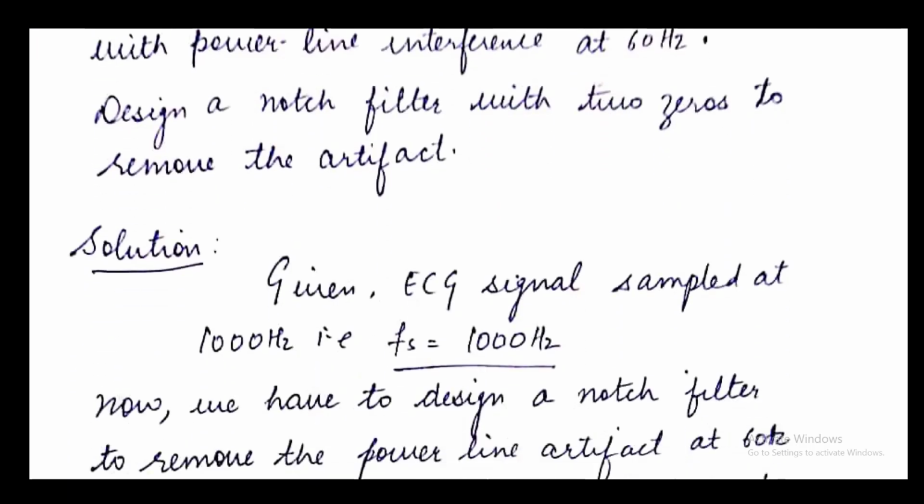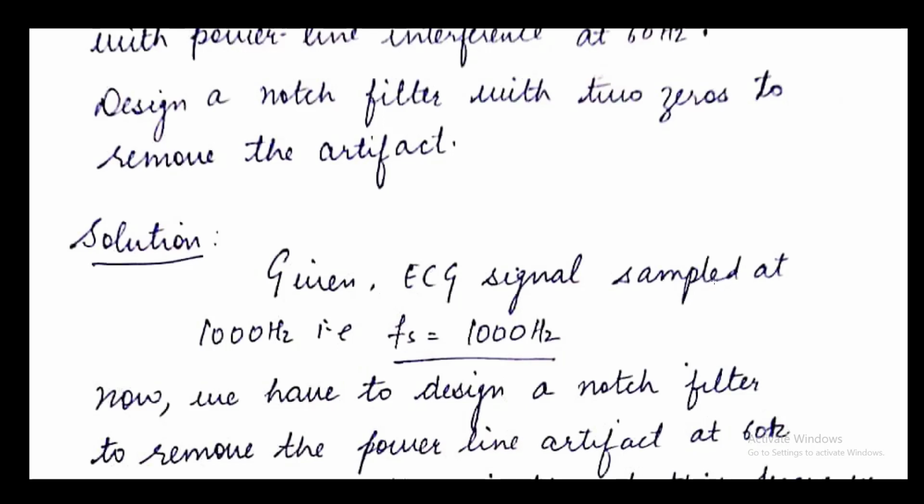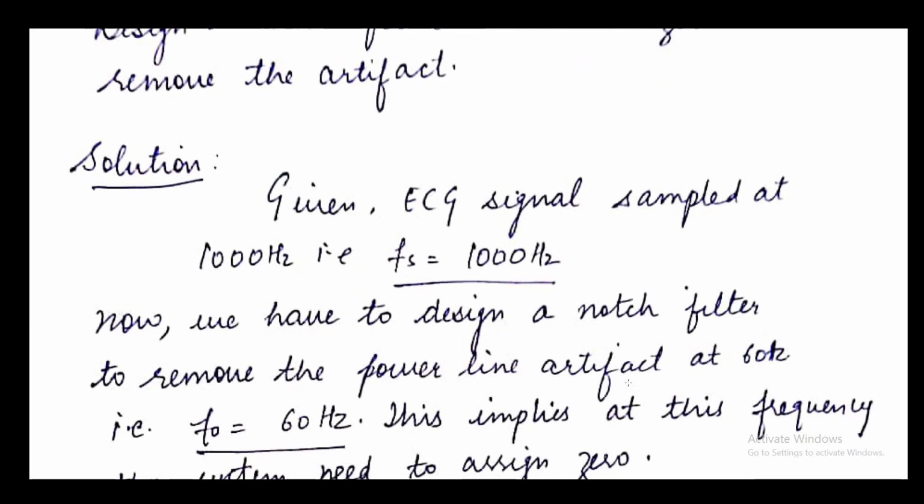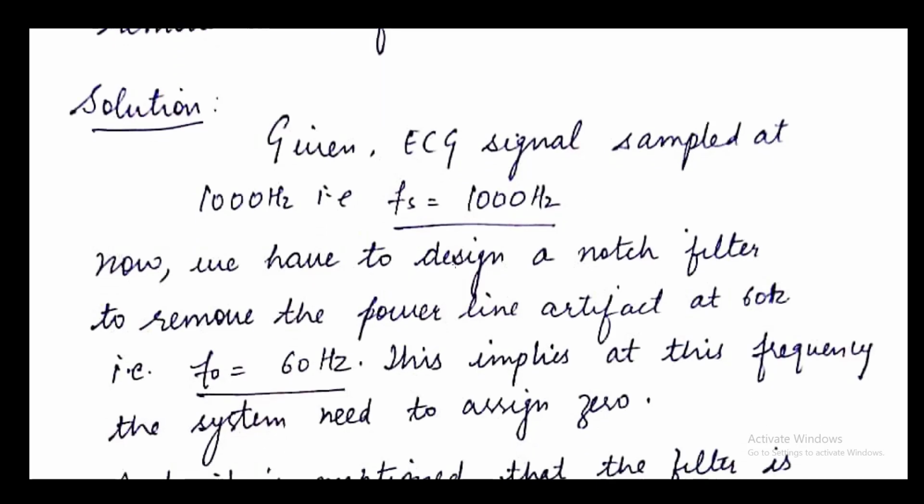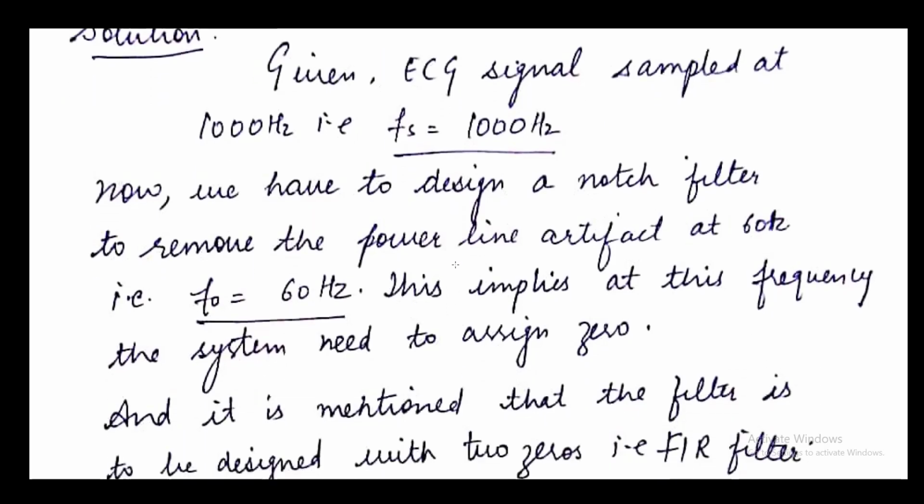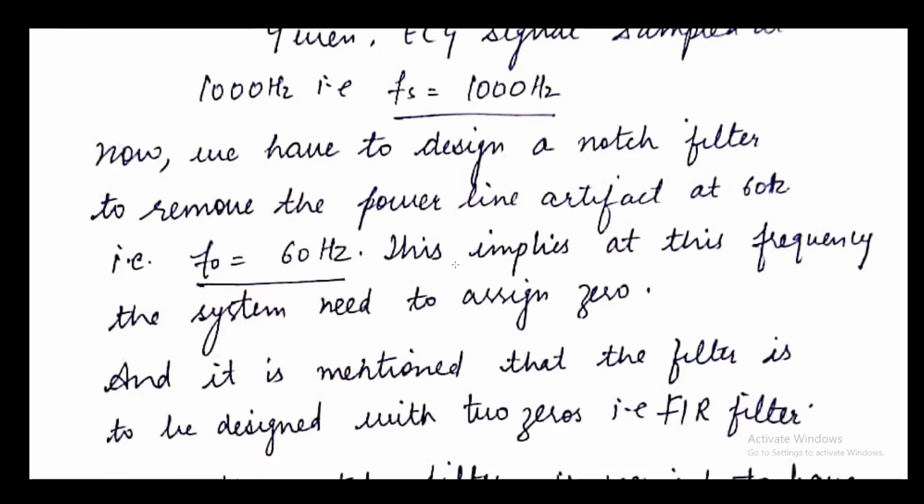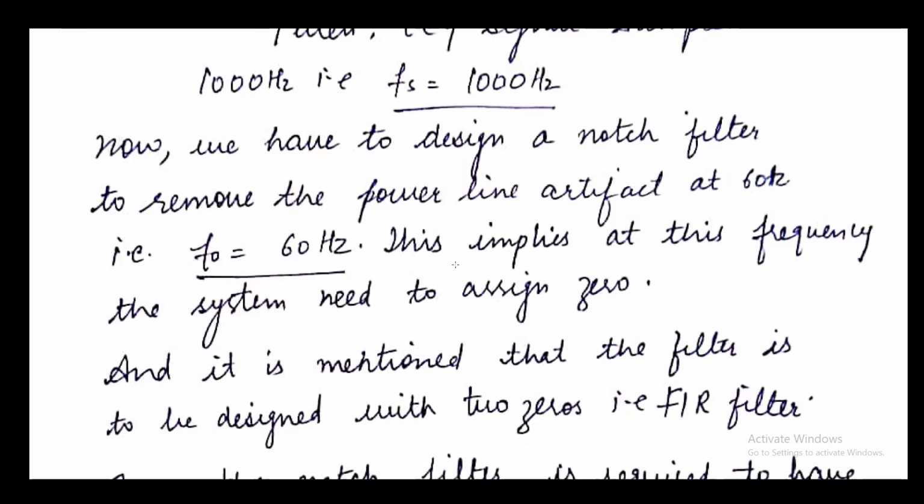Now, what is given to us? The ECG signal, which is sampled at 1000 hertz, that means Fs is 1000 hertz. We have to design a notch filter to remove the power line artifact, which is present at 60 hertz. So F naught will be 60 hertz, and this implies at this frequency we need our system to be 0. It is mentioned that the filter is to be designed with two zeros, which means it will be a kind of FIR filter because it does not have any pole.